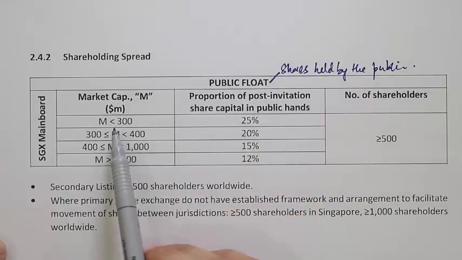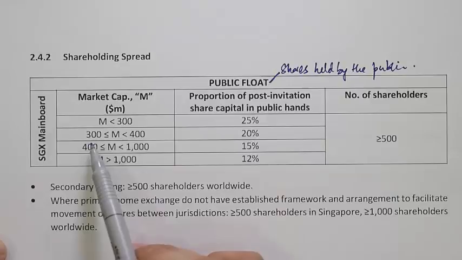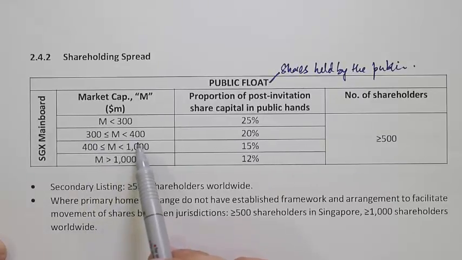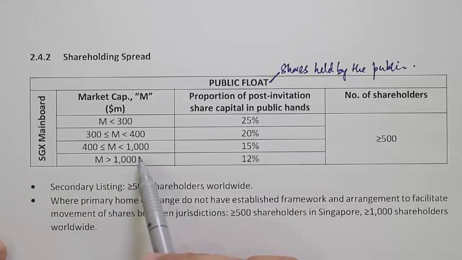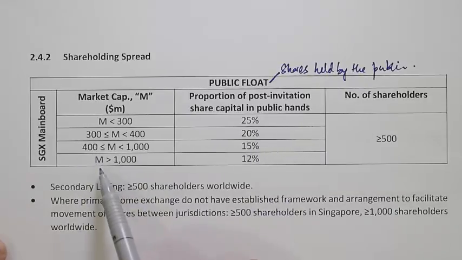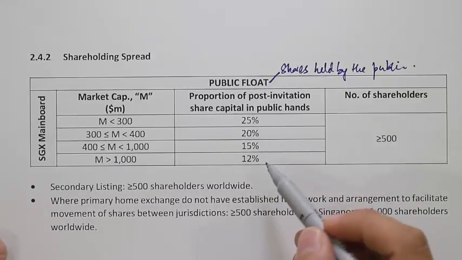And for market cap that is less than 300 million, 25%. Between 300 and 400 million, 20% must be held by the public hands. 400 million to 1 billion, 15%. And for market cap more than 1 billion, 12% must be held by the public.